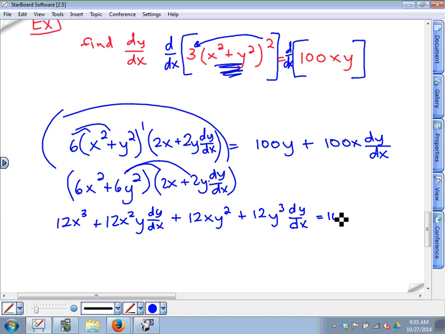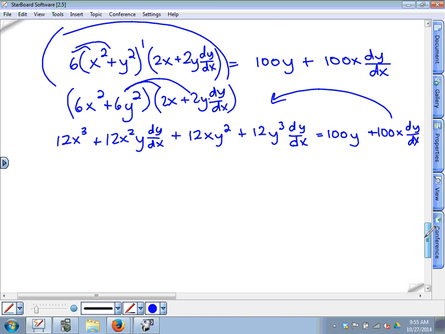And that equals 100y plus 100x dy dx. Wow, that is a long equation now. It's alright, we can simplify that thing. What's our next goal, you guys? You've got to keep in mind what we're trying to do here. We want to get all the dy dx's on the same side and then factor it out. So what should our next step be? To subtract 100x dy dx, move that over, and move all the other ones over that don't have a dy dx.